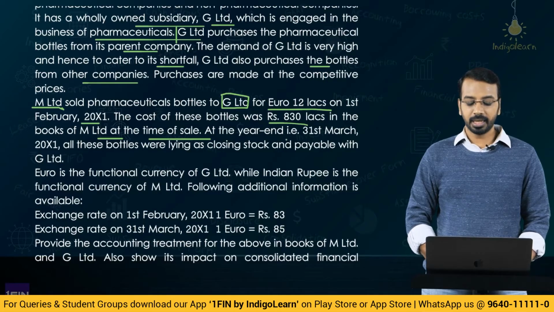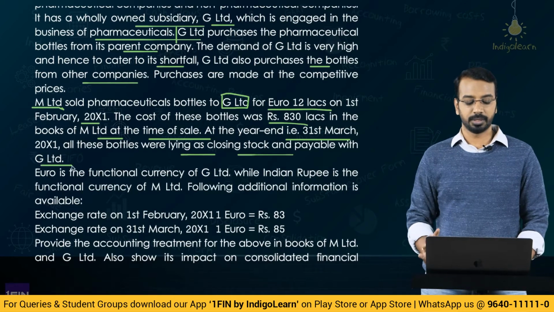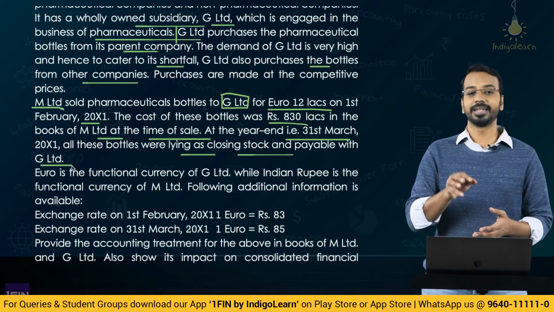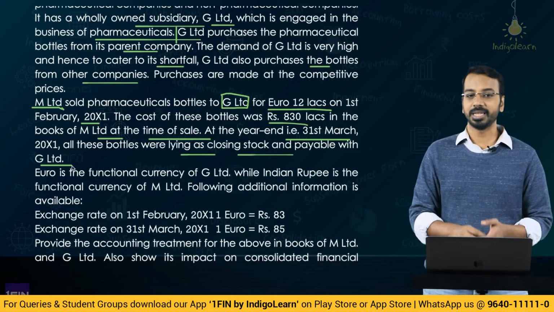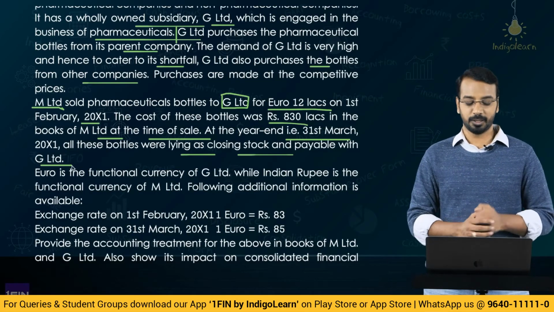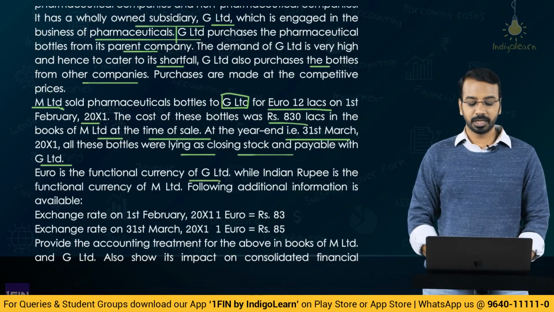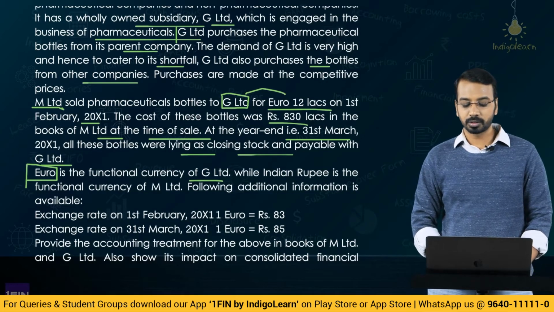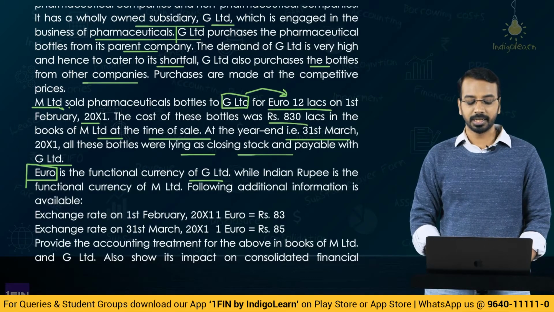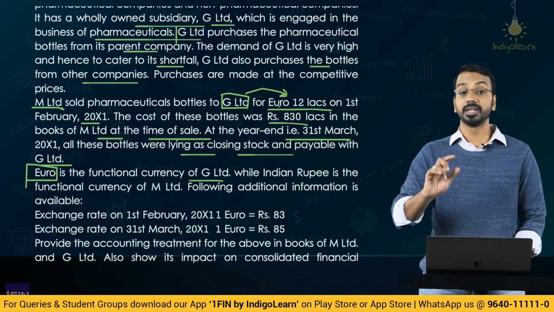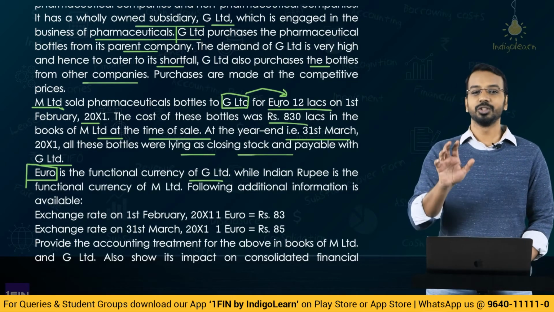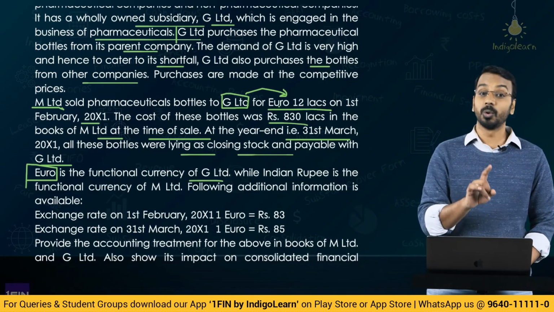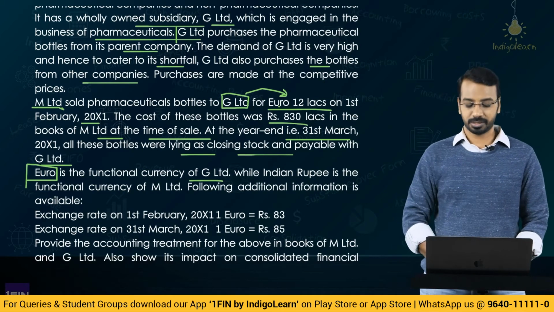At the year end, that is on 31st of March, all these bottles were lying as closing stock and payable with G Limited. So this transaction has resulted in inventory and a payable in the subsidiary company, and it is still lying in the books of the subsidiary. Euro is the functional currency of G Limited. What is G? G is the subsidiary. So the subsidiary's functional currency is euro, and the bill was also raised in euro, because they sold it for euro 12 lakhs. So this transaction is denominated in euros, which is a foreign currency for the holding company. For the subsidiary company, it is a domestic transaction only.